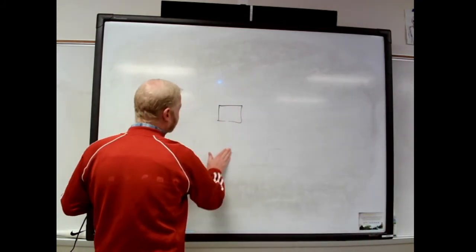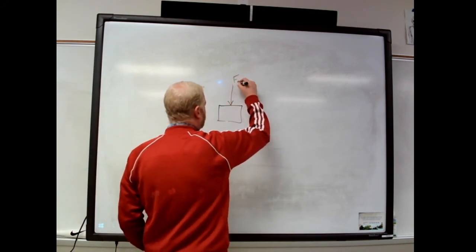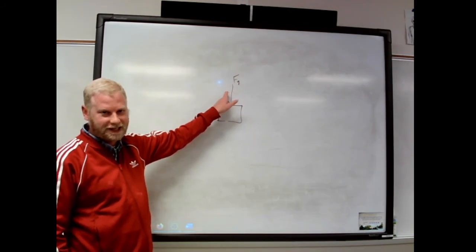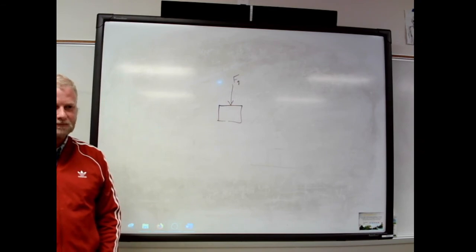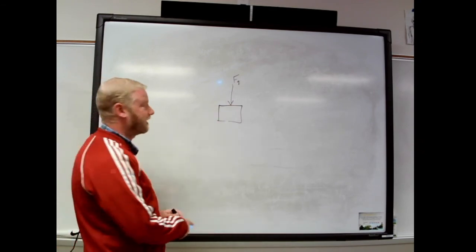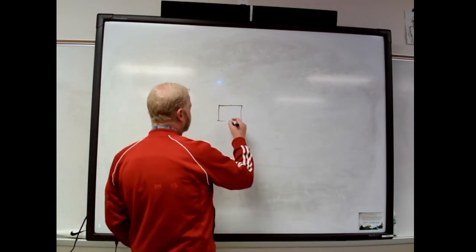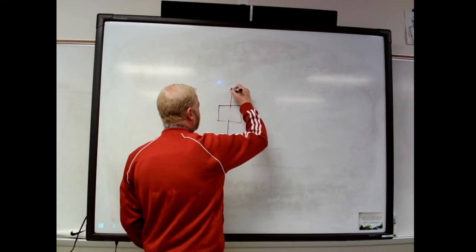So, if you did something like this, well, yes, you've indicated correctly the direction of the force of gravity, but it's just not proper convention. You can't have the vector pointing at the object itself. So, we've got force of gravity, and we've got force normal.